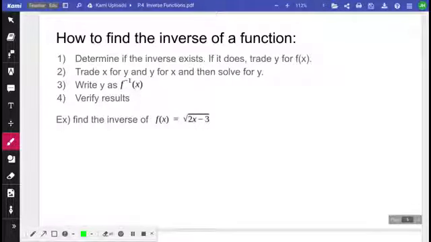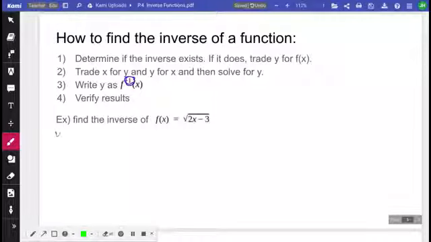So we're going to solve it all over, and then we're going to rewrite it as f inverse of x. A reminder that this -1 does not mean a power of -1. It means inverse. And then we verify our results to check it, which we will do by plugging them into each other. Okay, so hopefully I have enough room for this.